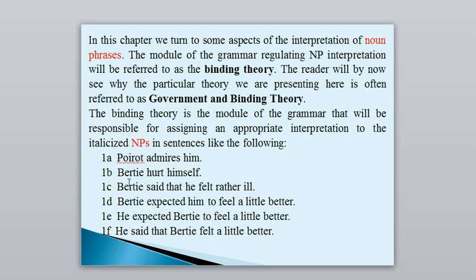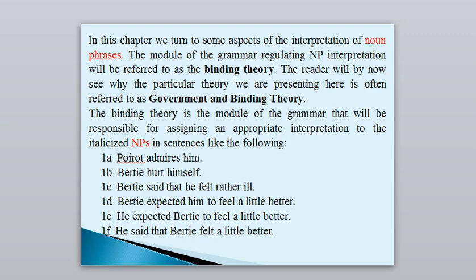The second one, Bertie hurt himself. Again, here we have two kinds of NP, the proper noun Bertie and the reflexive pronoun himself. The third one, Bertie said that he felt rather ill. Again, you see here two kinds of NPs, the proper noun Bertie and the pronoun he.